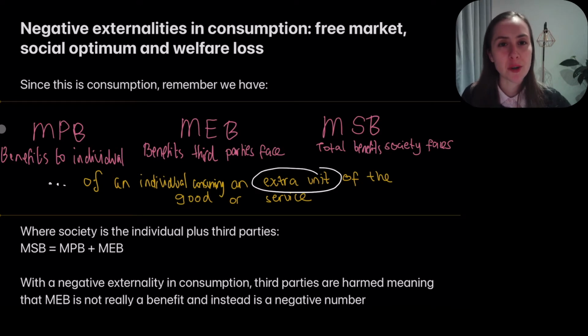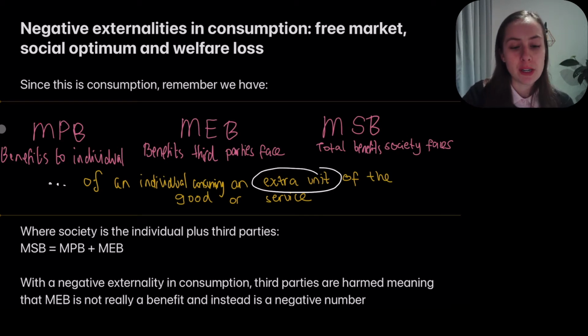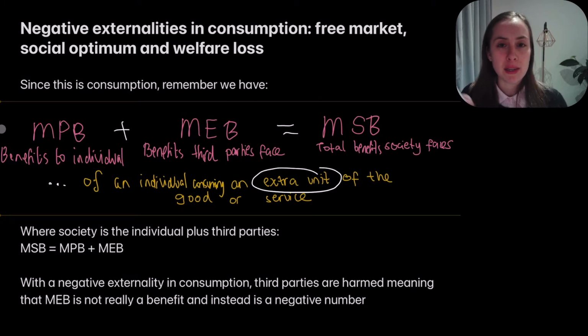That's marginal external benefit. And then marginal social benefit is the total benefit society faces of an individual consuming an extra unit of the good or service. MSB means marginal social benefit. Remember, we have this really cool equation. You can add these things up together. MPB plus MEB equals MSB.